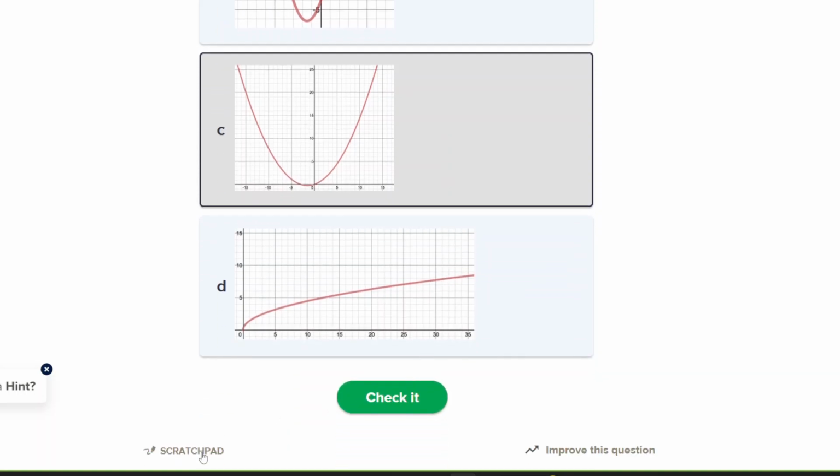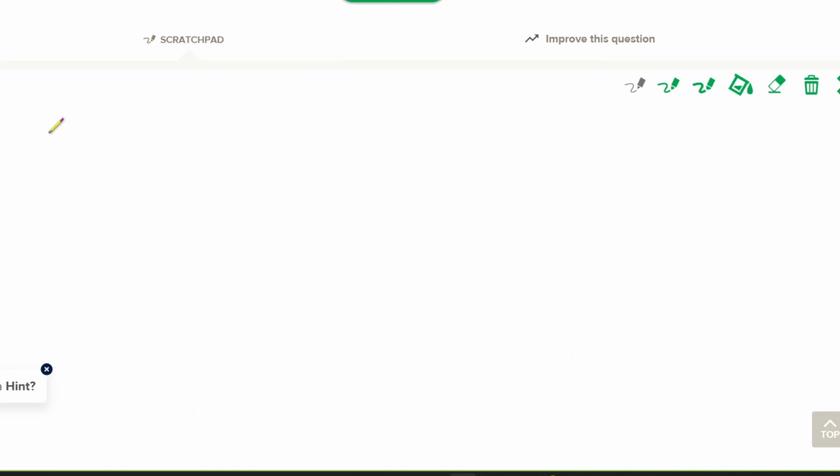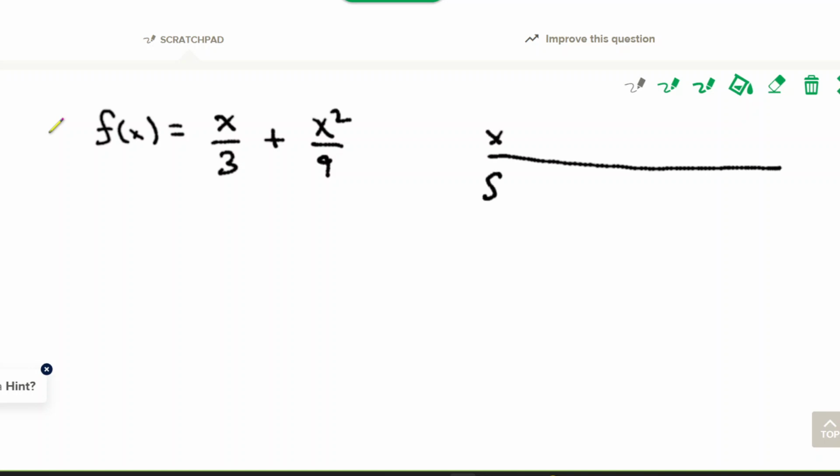Now I'll plot some points. I'll do the scratch pad here and show you some ordered pairs. So we had f of x again, the function called f, the input called x, and how the output is calculated is x divided by 3 plus x squared divided by 9. Once again, I'll make a little table with inputs and outputs, x and f. As I said earlier, input 0, output 0: 0 divided by 3 plus 0 squared divided by 9 is 0.